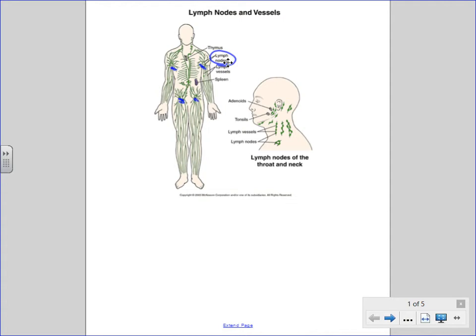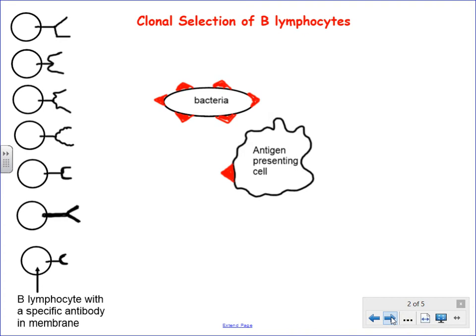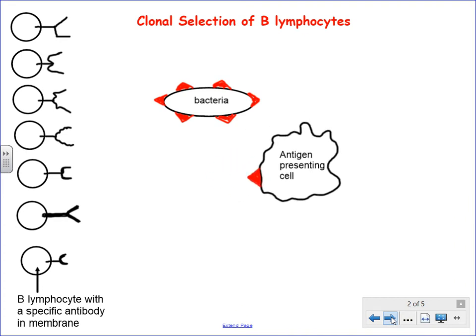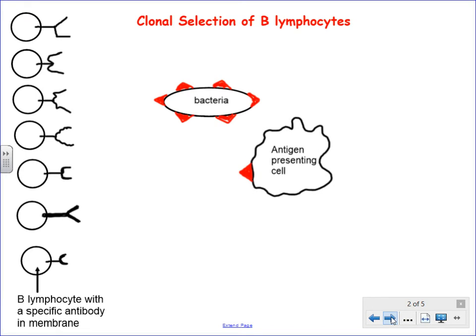What takes place here is a result of something you should have studied already, where phagocytes have engulfed and digested pathogens, and some of them may well then go on to become what we call antigen presenting cells. So this will be a phagocyte, perhaps a macrophage, and on its cell surface membrane will be an antigen, here indicated like a red triangle, such as what we have found on the pathogen itself, in this case this bacteria.